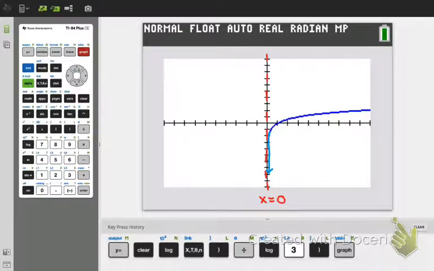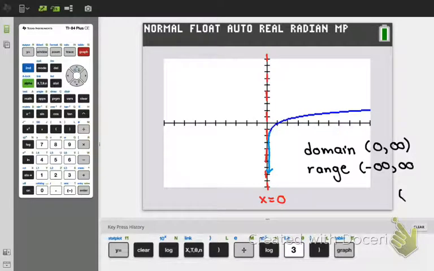Now, the PowerPoint slide asked me to give the domain and range of this function. Now, my domain, left to right, my x values would be from 0 to infinity. Notice that 0 gets a parenthesis because I've got a vertical asymptote there. Now, my range, bottom to top, y values, the lowest this graph goes is negative infinity. The highest it goes is going to be all the way to positive infinity.